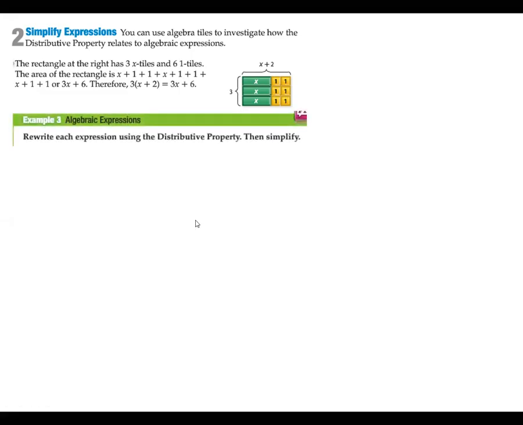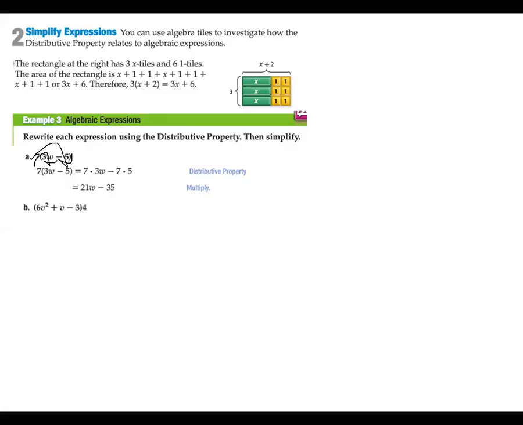So rewrite each expression using the distributive property and then simplify. So 7 times 3w minus 5. Well, you just distribute the 7 to each term. So the 7 times 3w and the 7 times the 5. So it'd be 7 times 3w minus 7 times 5, which gives you 21w minus 35. Now, the 21w and the 35 cannot be added together because they are not what's called like terms. We'll talk about like terms in a minute.